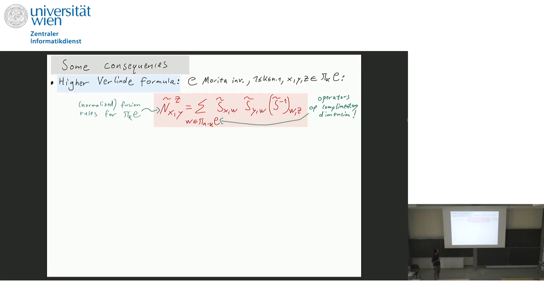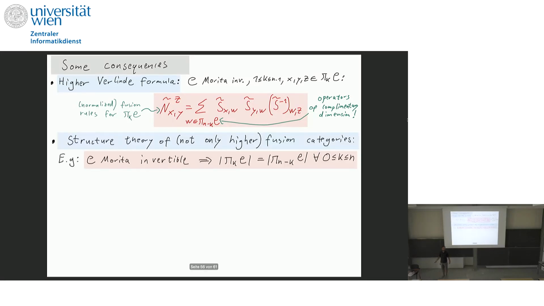Interestingly, the sum here is not over operators of the same dimension, but over operators of complementary dimension. So the Verlinde formula now really tells you what the fusion rules of pi k are by summing over operators in pi n minus k. And this, of course, is again powerful because you can recover fusion rules from the S-matrix. Potentially powerful. I haven't done this in any example yet.